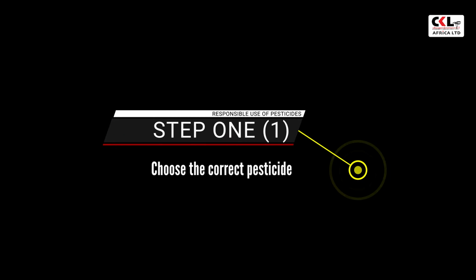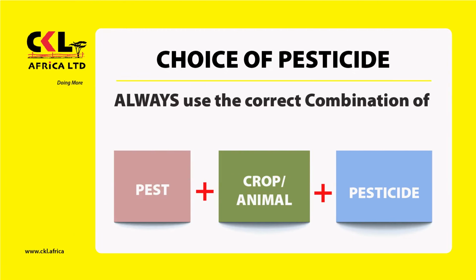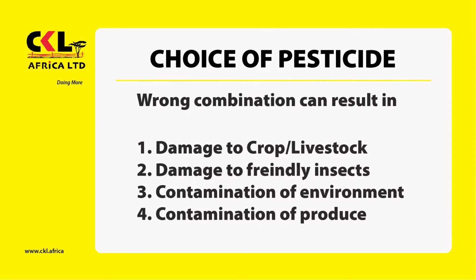There are 5 easy steps to remember in responsible use of pesticides. Step 1, choose the correct pesticide for the correct pest and crop or animal. The wrong combination of pest, crop or animal, and pesticide can cause damage to the target crop or animal and also to friendly insects and the environment, and can lead to contamination of produce. It must be the correct combination of pest, pesticide, and crop.